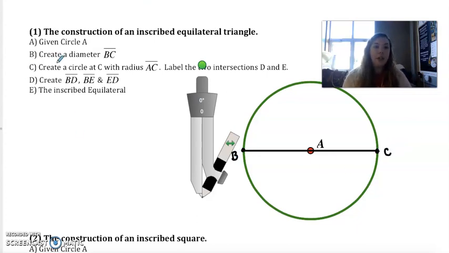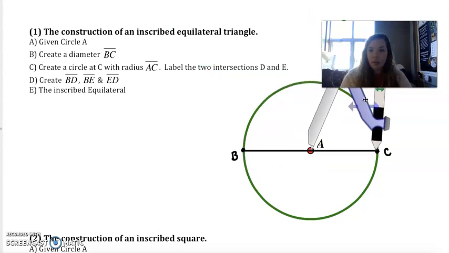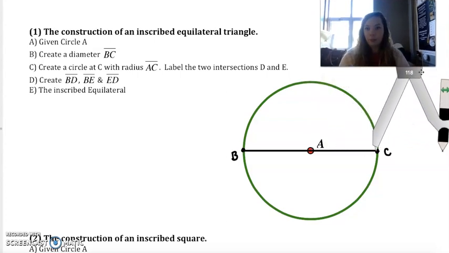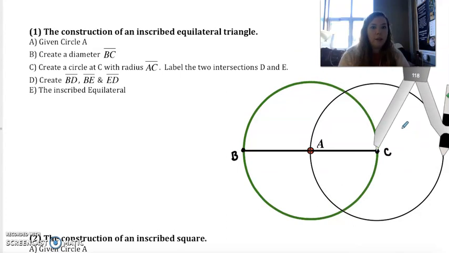And then from here it says create a circle at C with radius AC. So radius from A to C, I'm going to stretch this, and they want us to create a circle at C. So I'm putting my pointer in on C and making a circle all the way around. Label the two intersections D and E. So right here is D, and here would be E, or if you had them switched, that would work too.